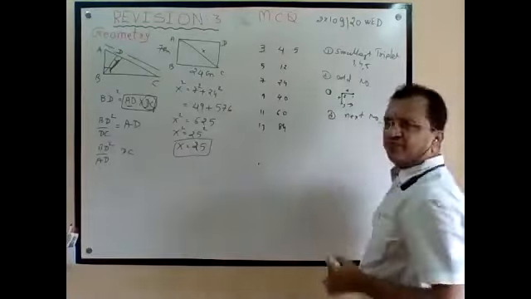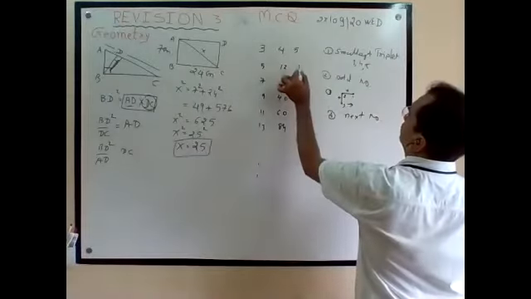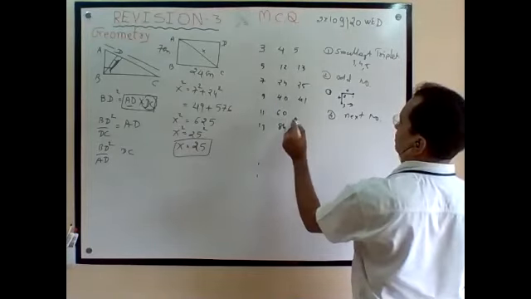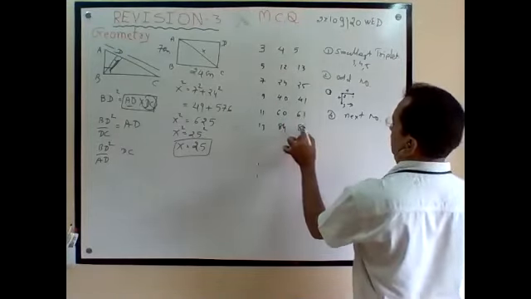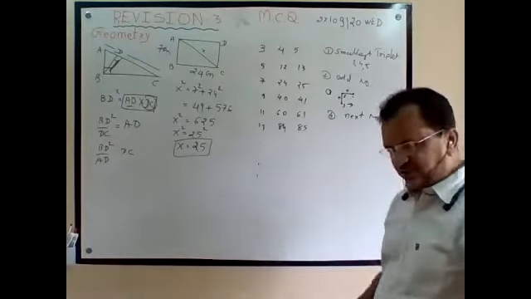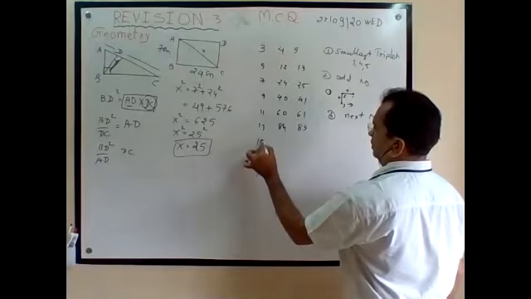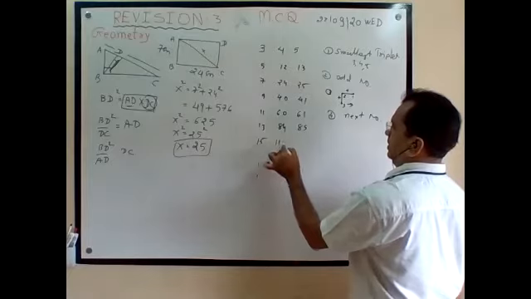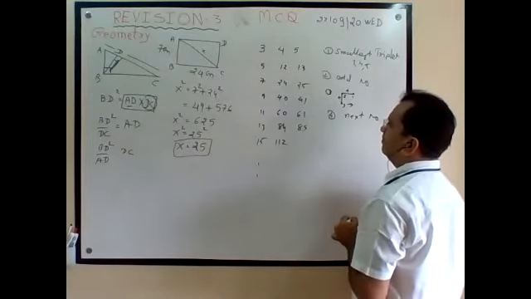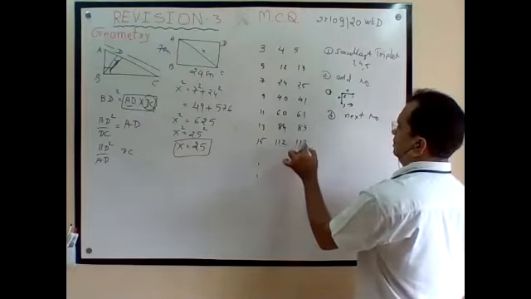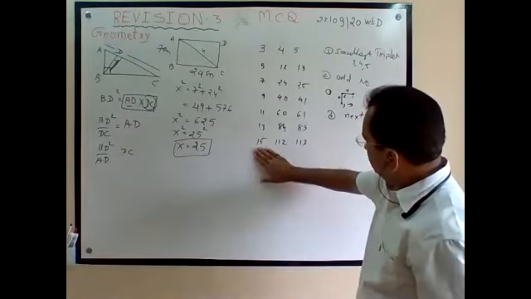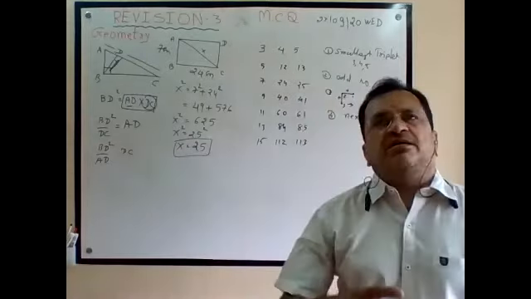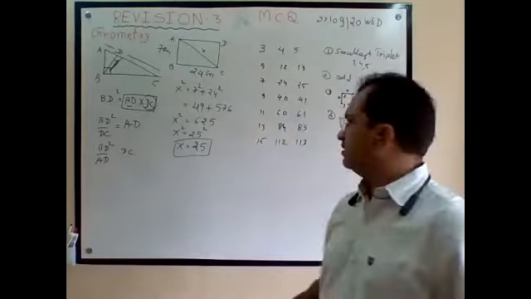Next number 4, 5, next number 12, 13, next number 24, 25, next number 40, 41, next number 60, 61, next number 84, 85, and so on. More than that you can find out. And once you know which are the triplets, see how easy the calculation becomes.